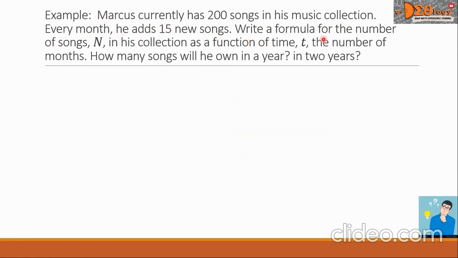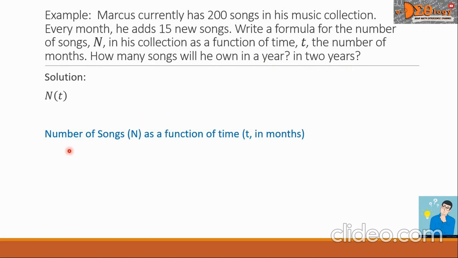Write a formula for the number of songs, denoted by capital N, in his collection as a function of time t. And this t refers to the number of months. The questions are, how many songs will he own in a year? That is the first question. The second question is, what about in 2 years? So this is our solution.